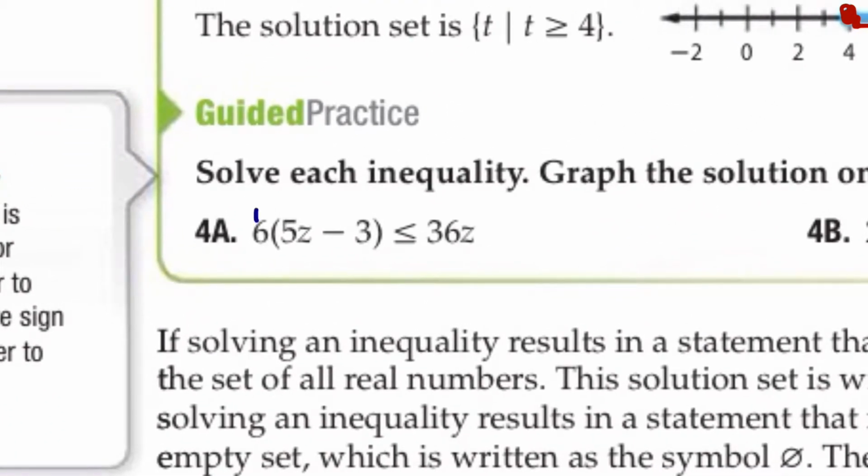So look at this one. I'm going to do distributive property. It's 30z. 6 times minus 6 times 3 is 18. Less than or equal to 36z. Let's get all the z's on one side. So I'm going to subtract 30z.